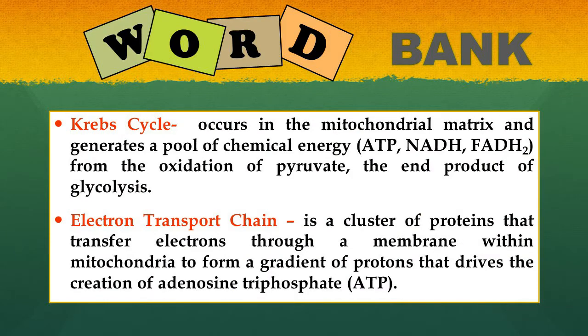Krebs cycle occurs in the mitochondrial matrix and generates a pool of chemical energy, ATP, NADH, FADH2, from the oxidation of pyruvate, the end product of glycolysis. Electron transport chain is a cluster of proteins that transfer electrons through a membrane within mitochondria to form a gradient of protons that drives the creation of adenosine triphosphate or ATP.